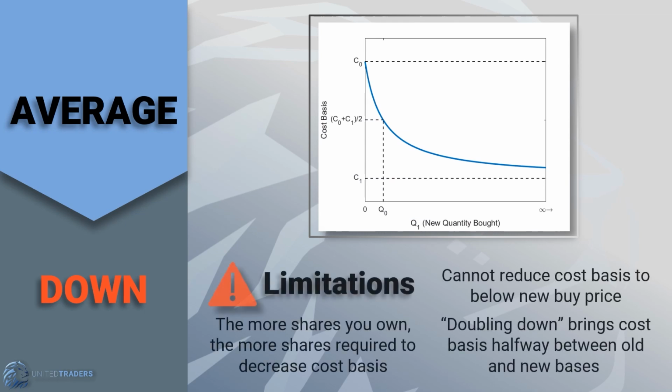There are important limitations to doubling down on a position to break even on a trade. The graph here shows how the new cost basis is a function of the initial cost basis, C0, the cost basis of the new shares bought, C1, and the amount of shares bought during the doubling down. As we can see, the more shares bought in the second purchase, the closer the cost basis is to the second purchase price. However, the most effective way to reduce the cost basis is to buy at a lower price.